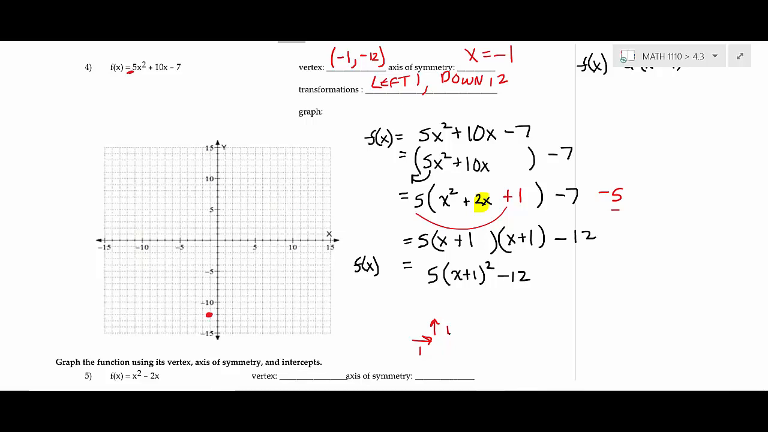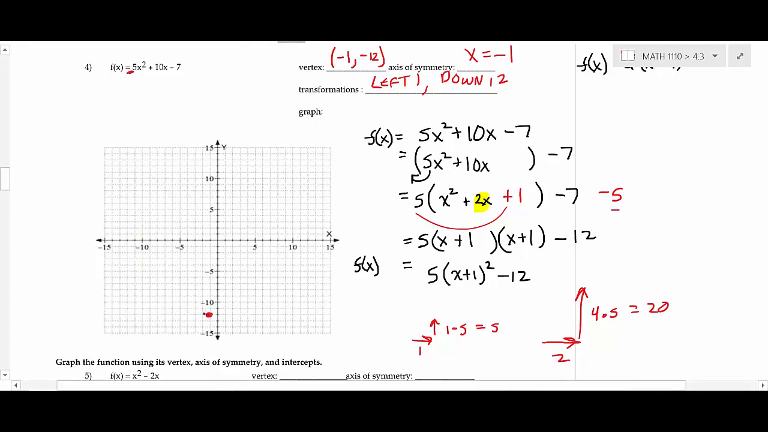So it's over 1, up 1, over 2, up 4, but that 5 is going to cause it to stretch, so it goes like this. Write a note to yourself if you need to. Over 1, up 1 times 5 would be 5. Over 2, instead of up 4, it would be up 4 times 5, or 20, like that. That's how the stretch works on that. That's handy to know how to do.